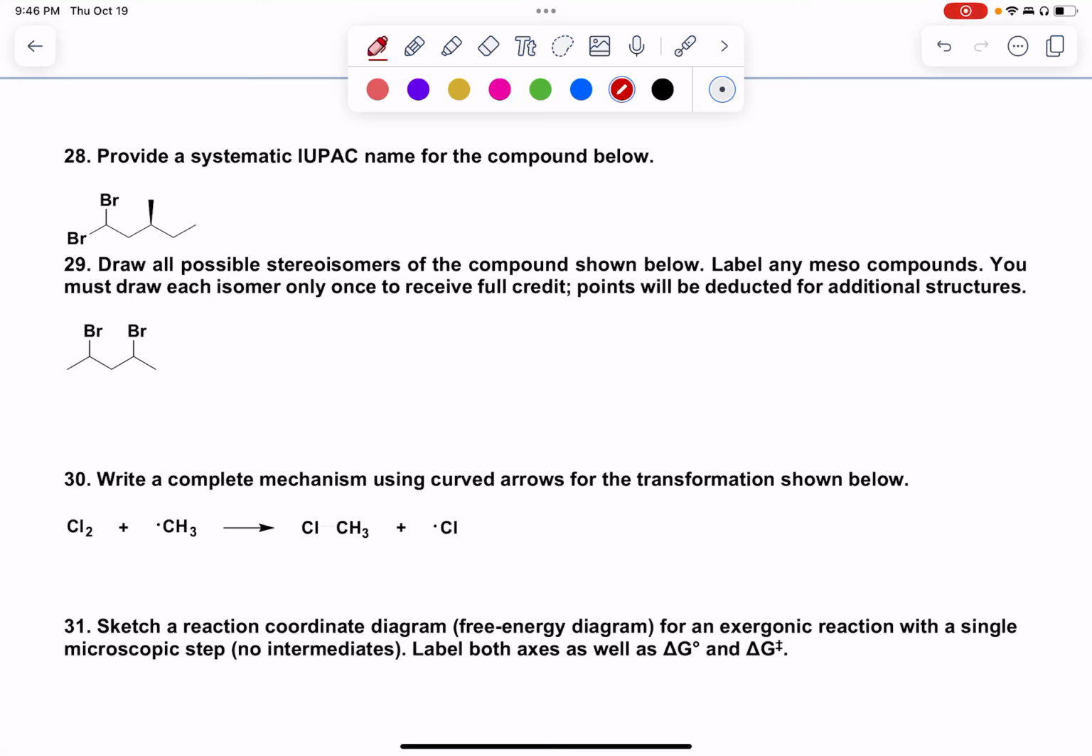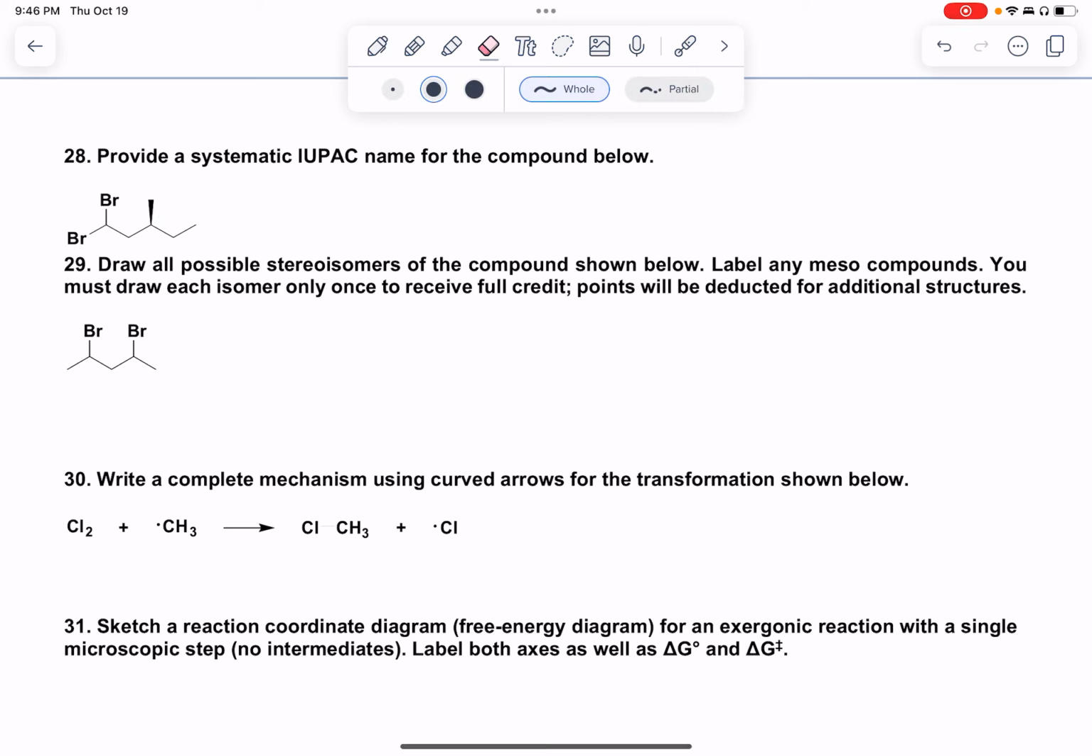All right, so we have: provide a systematic IUPAC name for the compound below. This is the one that was on the board. We talked about this in office hours, but remember these two bromines are in the plane. He's asking us about this chiral center, and he wants us to name it based off of that.